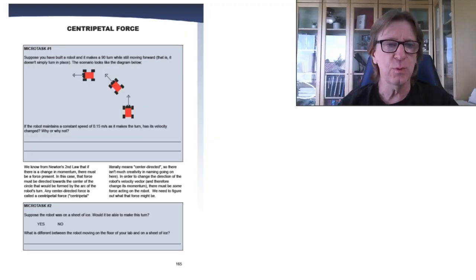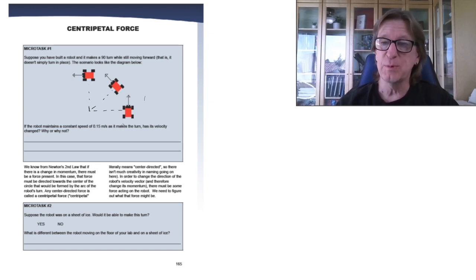All right, so as we said, we're going to look at this idea of a robot turning, and you can see that it's kind of turning around this central point right there. So I can think about this as if this were the radius of my turn, that radius is going to be the same. So the robot here is moving at a constant speed, remember, of 0.15 meters per second. So you can think of that as being its tangential speed. As it makes the turn, has its velocity changed? And we've addressed this, but go ahead and jot down some ideas and tell me why or why not the velocity has changed.